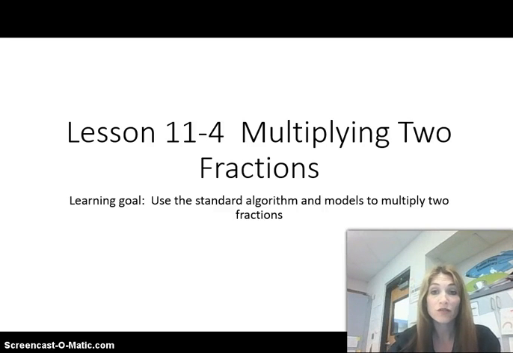Welcome to Lesson 11-4, Multiplying Two Fractions. Our learning goal will be to use the standard algorithm and models to multiply two fractions.